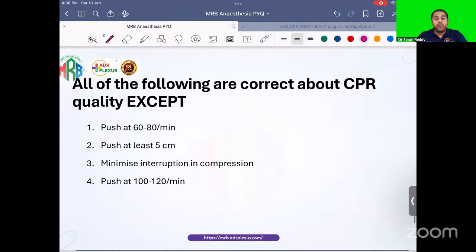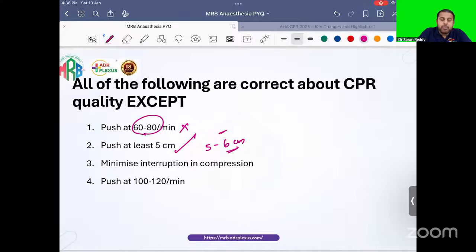Then another important question again related to CPR. All of the following are correct about CPR quality except: push at 60 to 80 per minute, push at least 5 centimeters, minimize interruptions in compressions, push at 100 to 120 per minute. Very good. So push at 60 to 80 per minute is wrong. At least 5 centimeters; it is 5 to 6 centimeters we usually do. Minimize interruptions in the compressions. Push at 100 to 120 per minute. So push hard, that is 5 to 6 centimeters. Push fast, 100 to 120 per minute. Minimize interruptions in the compressions. Avoid hyperventilation. This is again another important point.